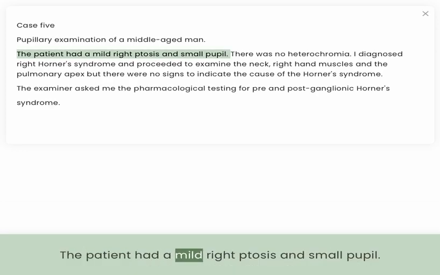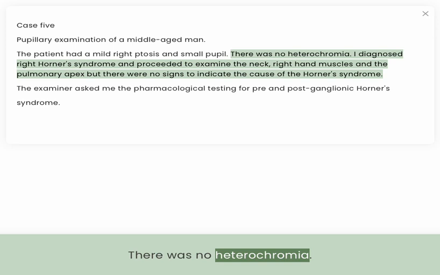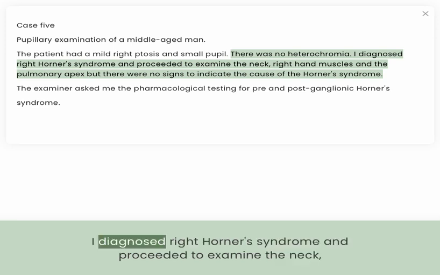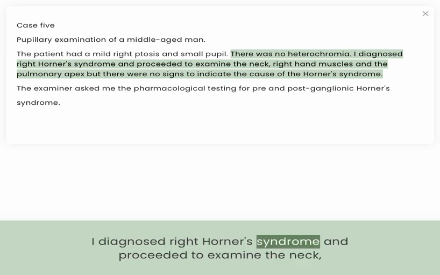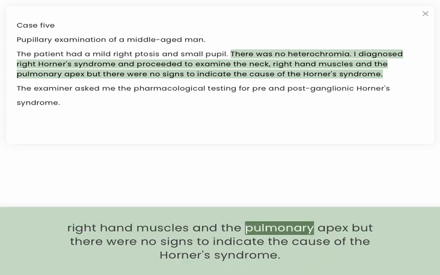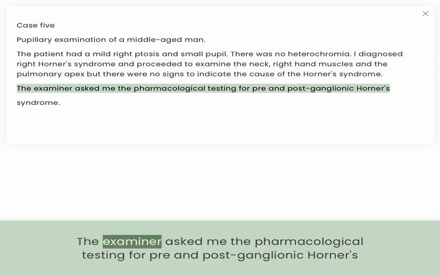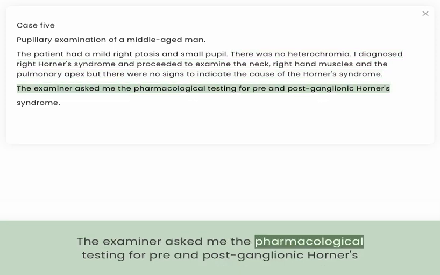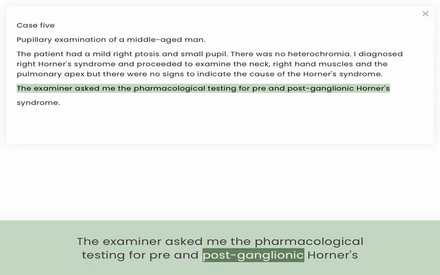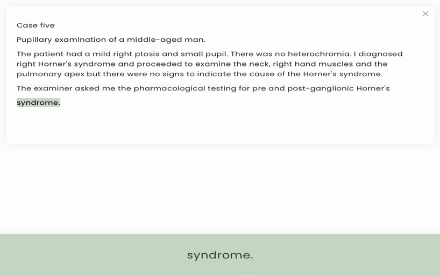The patient had a mild right ptosis and small pupil. There was no heterochromia. I diagnosed right Horner's syndrome and proceeded to examine the neck, right hand muscles and the pulmonary apex, but there were no signs to indicate the cause of the Horner's syndrome. The examiner asked me the pharmacological testing for pre- and post-ganglionic Horner's syndrome.